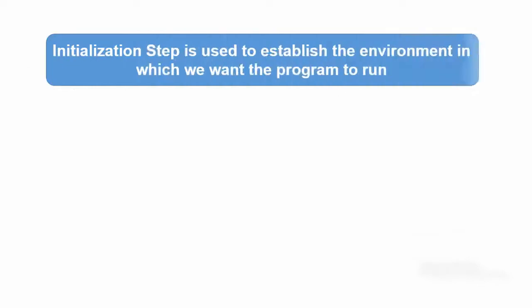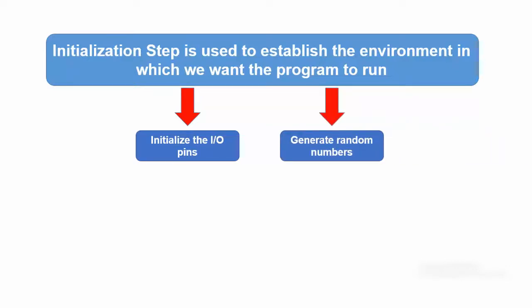Recall that the initialization step is used to establish the environment in which we want the program to run. Because we wish to use our 2 LEDs from the previous program, we need to initialize the input-output pins that control the LEDs. We also know that we need to generate a series of random numbers for use in the program. Where is that going to come from?